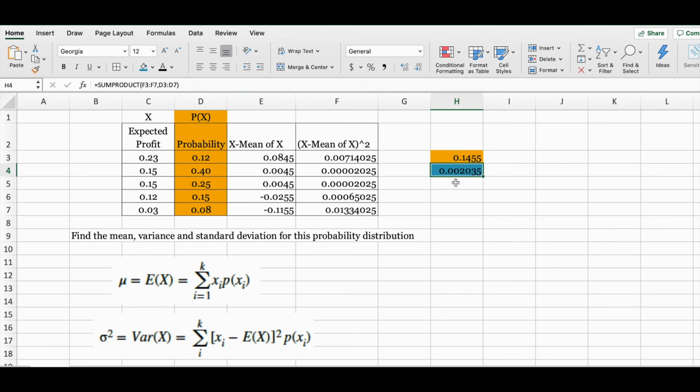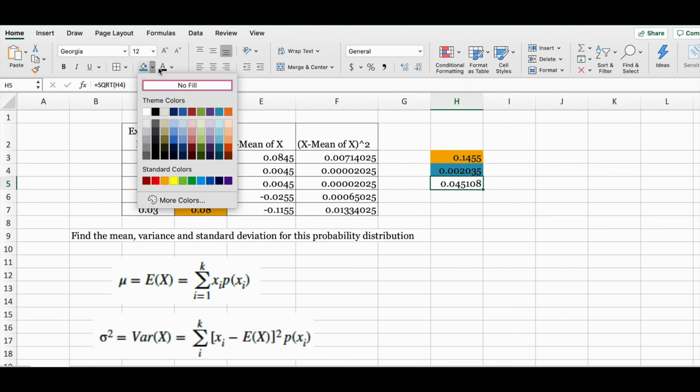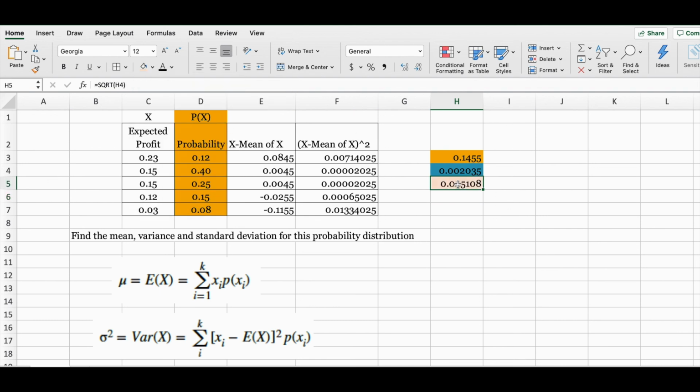Now the variance is 0.002035. The square root of the variance is our standard deviation. In Excel, we can use the square root function to find our standard deviation. So again, using the functions in Excel makes it much easier for us to find the mean, the variance, and the standard deviation for a probability distribution.